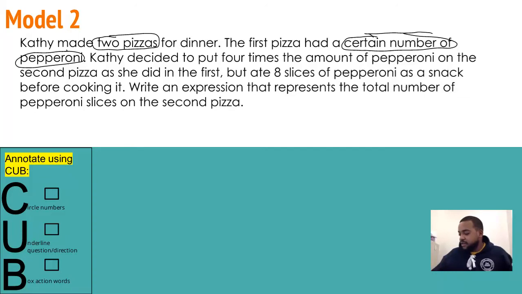And I can represent that as a variable P for pepperoni. Okay, I don't know what that number is. I know there is a number there, but I'm going to treat it as a number, which is why I circled it. Kathy decided to put 4 times. Ooh, okay, see the number 4.